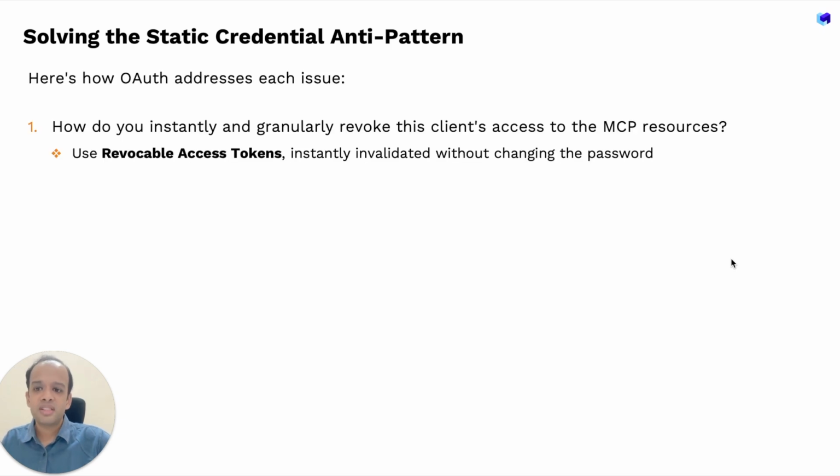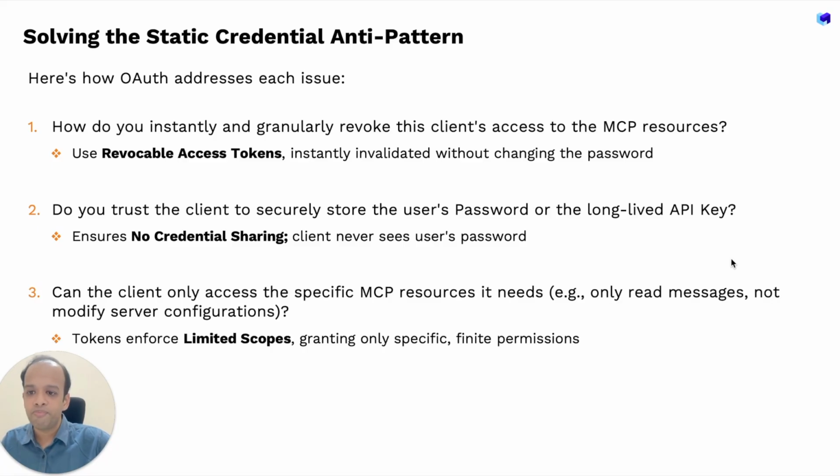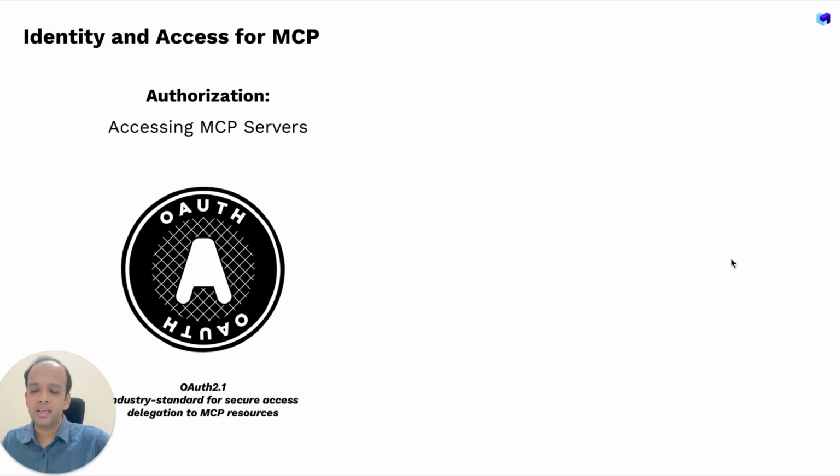Now let's see how this solves our static credential, which is the password or API key, problem. The first thing is obviously you are using revocable access tokens. So the first issue is automatically solved. The second thing is there is no absolute or static credential sharing. It is delegated authorization. So the client never sees the permanent password, so to speak. The tokens enforce limited scope, granting only specific finite permissions. And finally, the user has to give explicit consent via a screen which details all the requested permissions. And we'll talk about the flow in more detail.